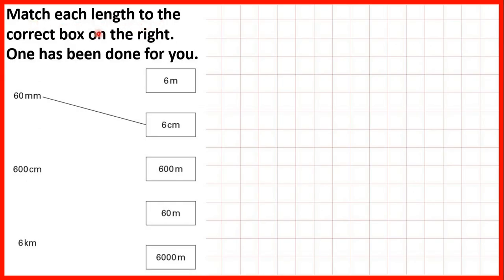Match each length to the correct box on the right. One has been done for you. So 60 millimeters is the same as 6 centimeters. And that makes sense because there are 10 millimeters in a centimeter, and if we divide 60 by 10 we get 6, so that's 6 centimeters.